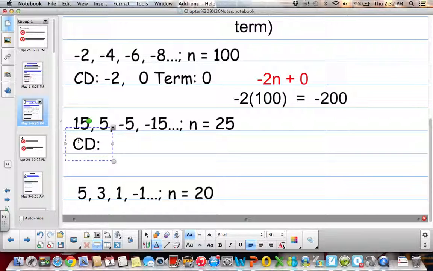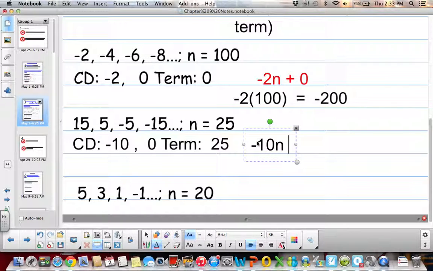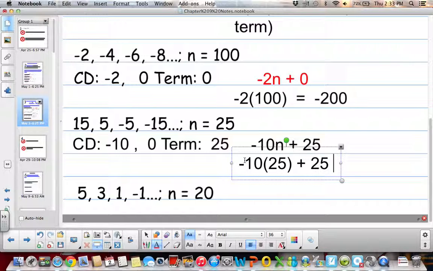So the common difference of this one is decreasing by 10. The 0 term would be 25. So the equation then is -10n plus 25. So we'd have -10 times 25 plus 25. So we would have -250 plus 25 would be -225.